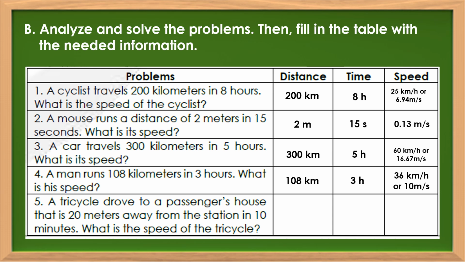Number 5. A tricycle drove to a passenger's house that is 20 meters away from the station in 10 minutes. What is the speed of the tricycle? The distance is 20 meters and the time is 10 minutes. The speed is 0.033 meter per second.